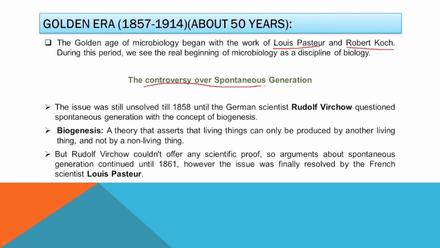The controversy over spontaneous generation. The issue was still unsolved till 1858, until the German scientist Rudolf Virchow questioned spontaneous generation with the concept of biogenesis. Biogenesis is a theory that asserts that living things can only be produced by another living thing and not by a non-living thing. But Rudolf Virchow couldn't offer any scientific proof, so arguments about spontaneous generation continued until 1861. However, that issue was finally resolved by the French scientist Louis Pasteur.